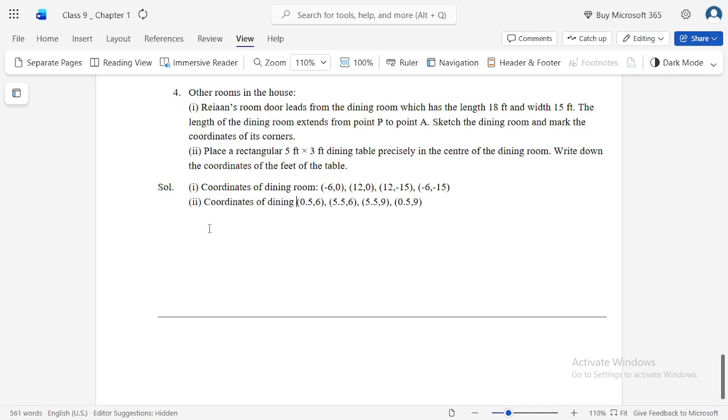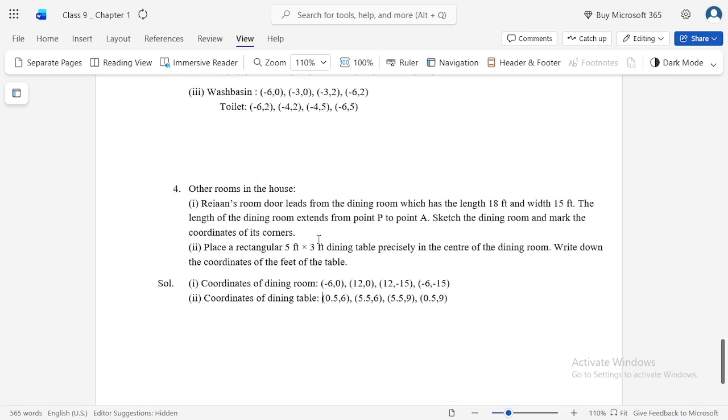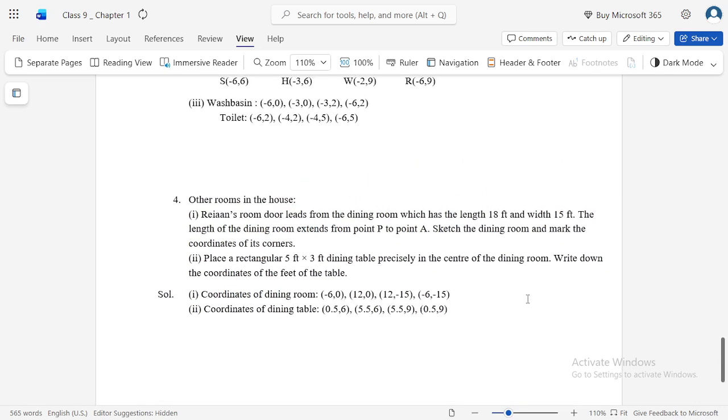Coordinates of the dining table. So with this we have finished exercise 1.2. Thank you.